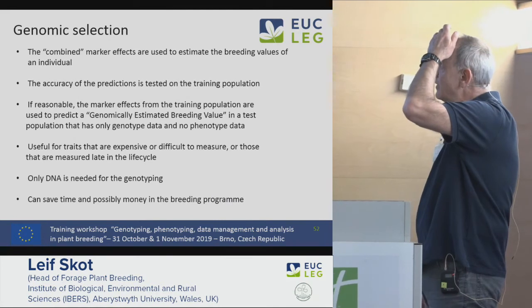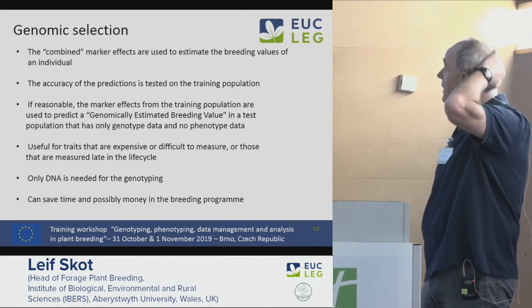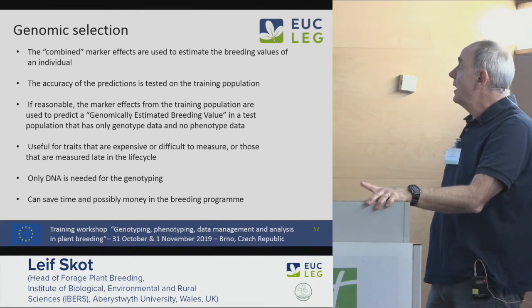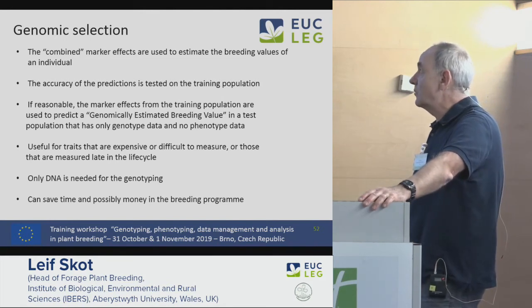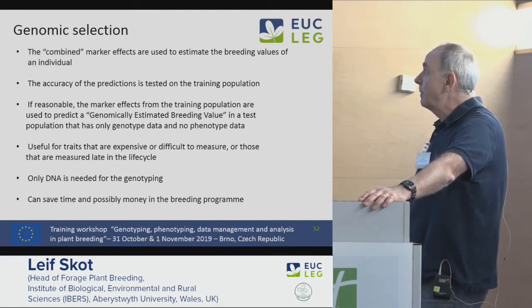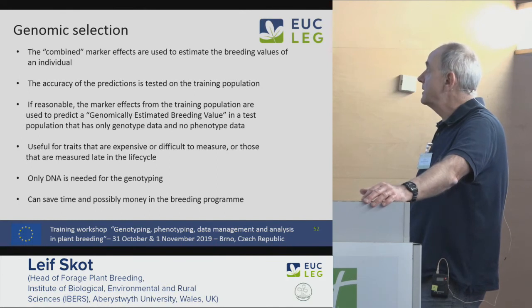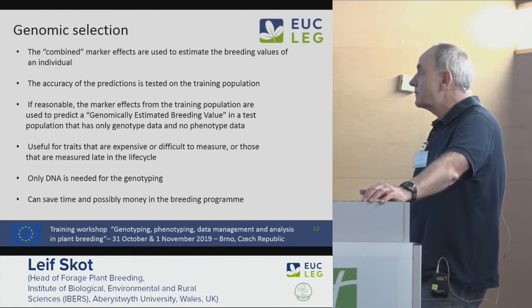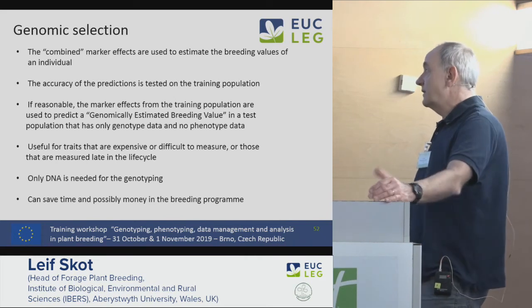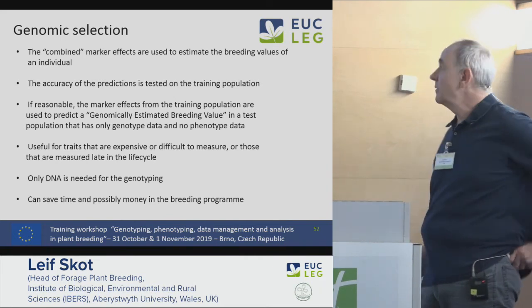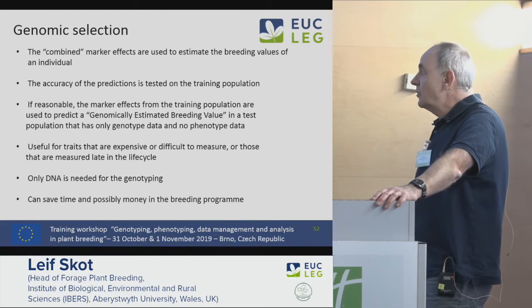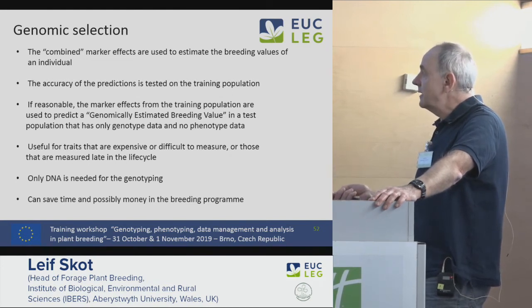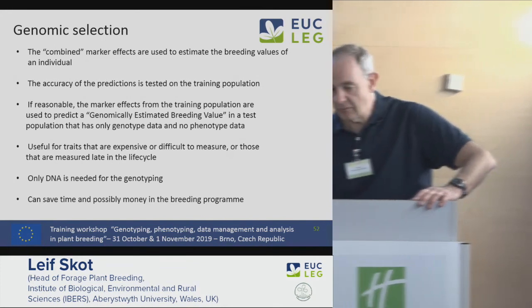So, to recap, the combined marker effects are used to estimate the breeding values of an individual, and the accuracy of the predictions is tested on the training population using cross-validation, and if they're reasonable, you get your genomically estimated breeding value, and you use that. It's useful for traits that are expensive or difficult to measure, or those that are measured late in the life cycle. You only need the DNA, and it can potentially save money or time or both.